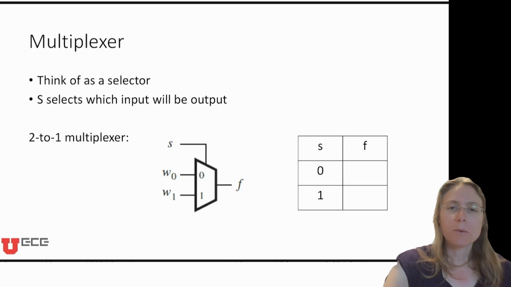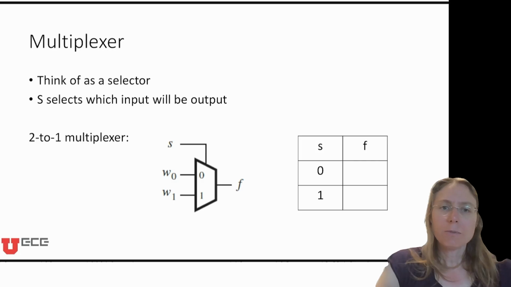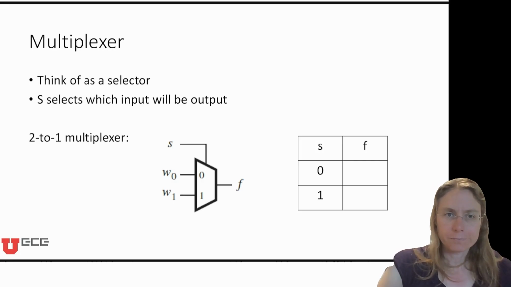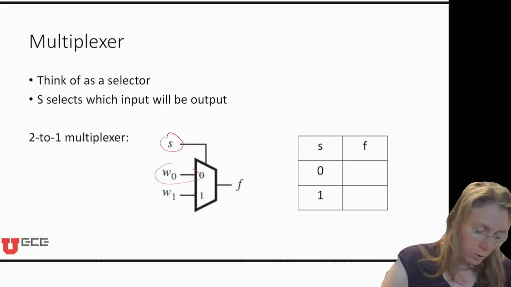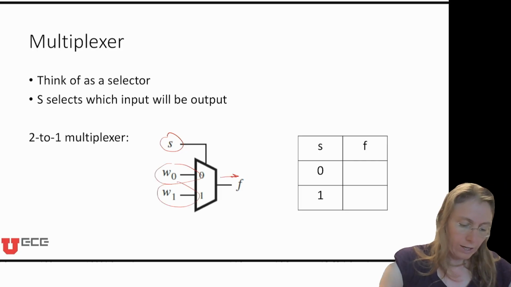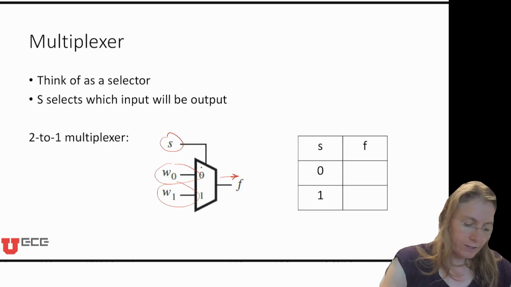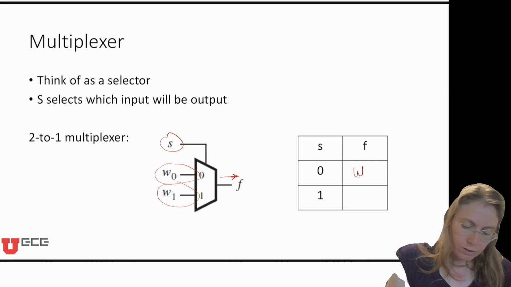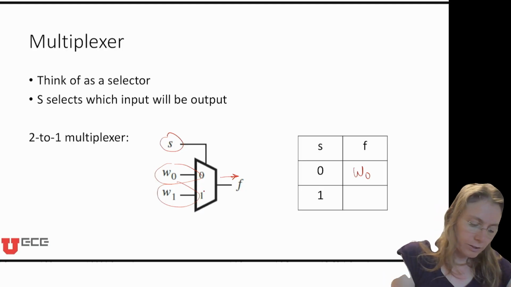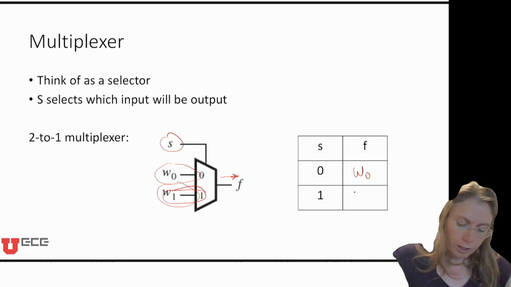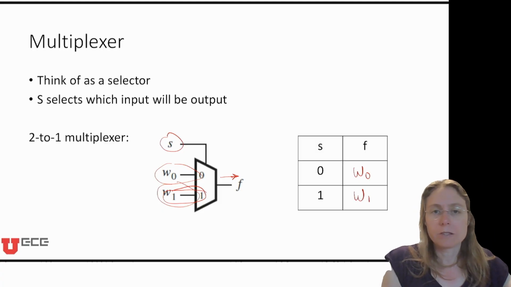Okay, so let us start with the multiplexer. You can think of the multiplexer as a selector. So we have S here, which selects which of the inputs we're going to output over here at F. So if S is 0, we'll output whatever W0 is. And so if that W0 is 0, then we'll output a 0. If it's a 1, we'll output a 1. And then similarly, if the selector is set to 1, it means we'll look at this input right here and we'll output whatever W1 is, whether that's a 0 or a 1.